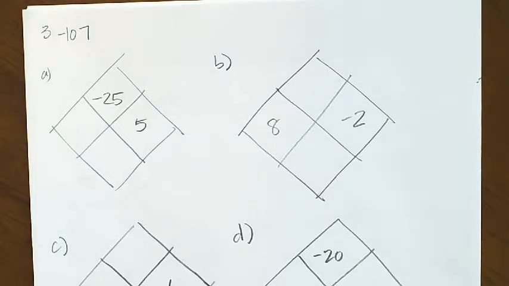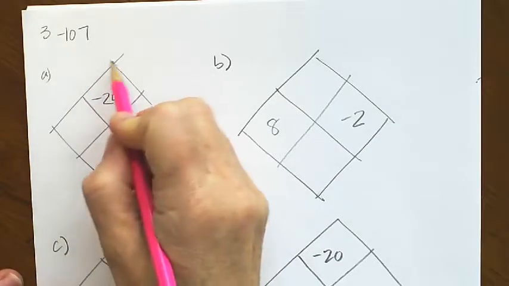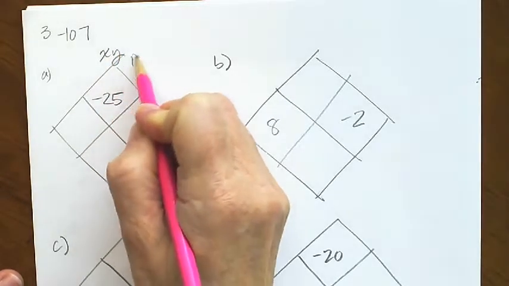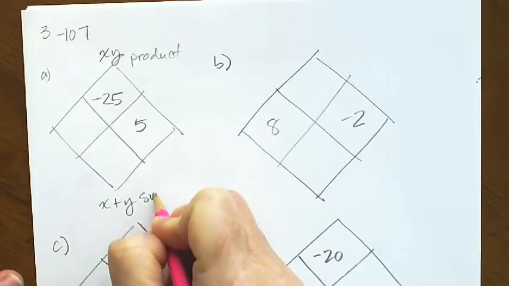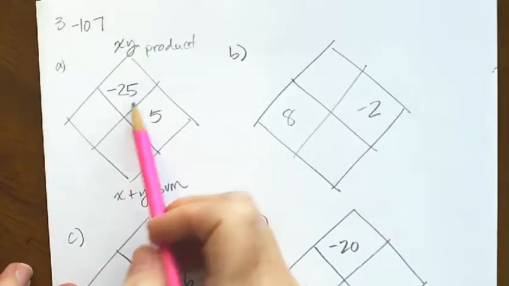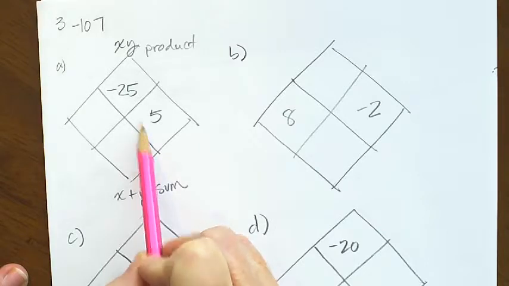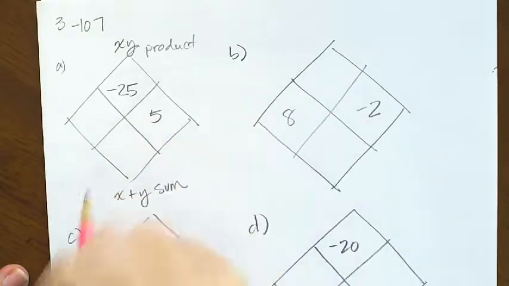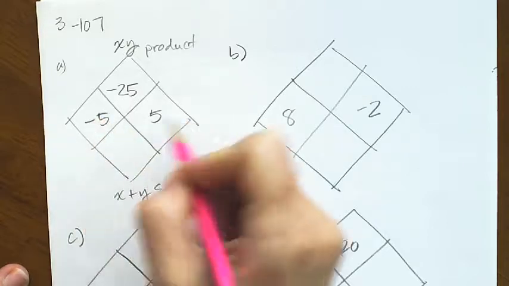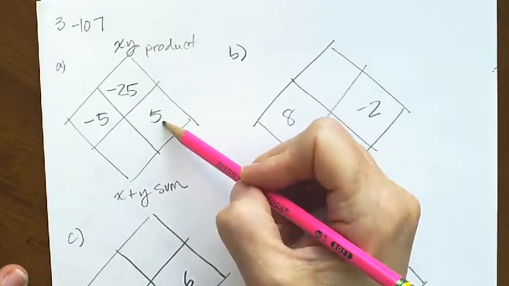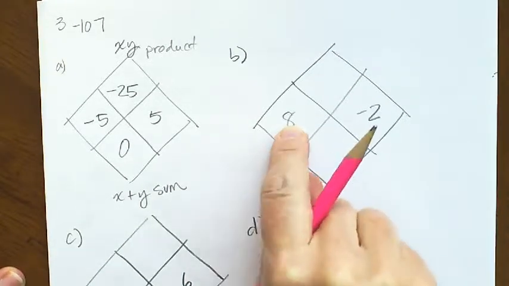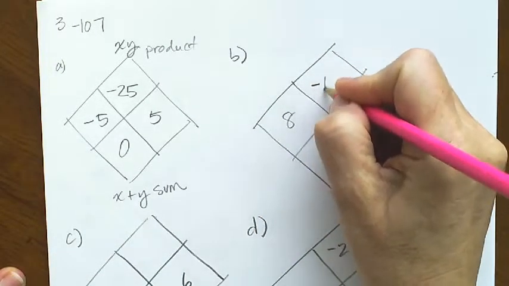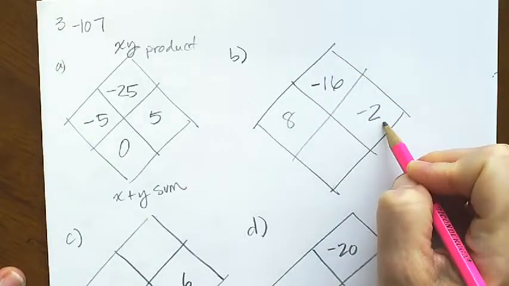So we are finding the missing pieces, and remember, this is x, this is the product. This is the sum. So I'm looking for another number that I can multiply by 5 to get negative 25. Well, that's got to be negative 5. And then when I add negative 5 and 5, I get 0. Okay, let's multiply 8 times negative 2. And let's add 8 and negative 2.